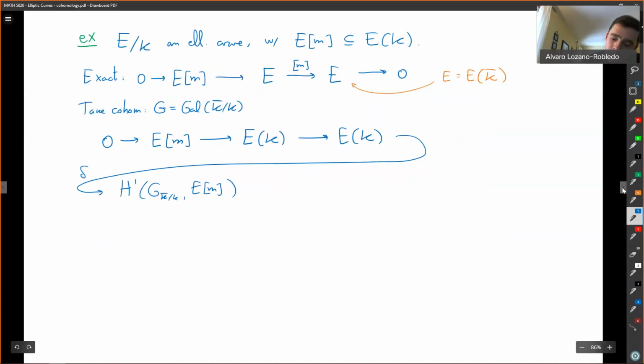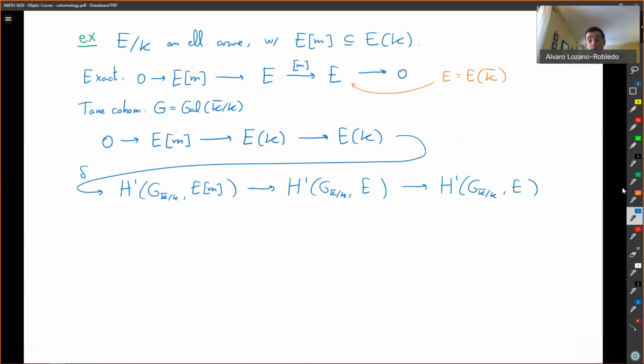and it takes me into the H1's, H1 on E[M], and then H1 on E, and H1 on E. Okay. And by the way, the action on E[M] is trivial, so this H1 is just isomorphic to the Hom. But remember that here G is profinite, so it's continuous homomorphisms. So this is isomorphic to the continuous homomorphisms from the absolute Galois group to E[M]. Very good. So the question is, what is delta in this case?